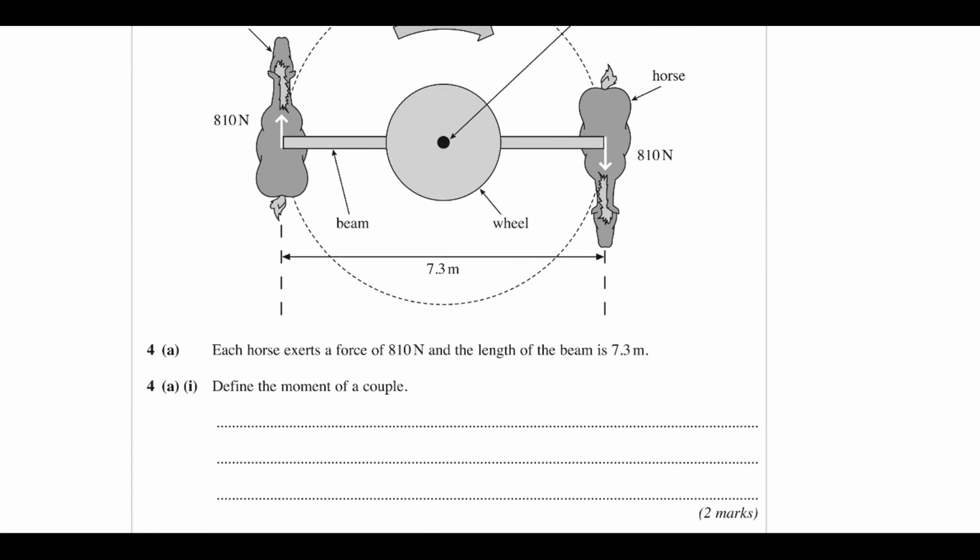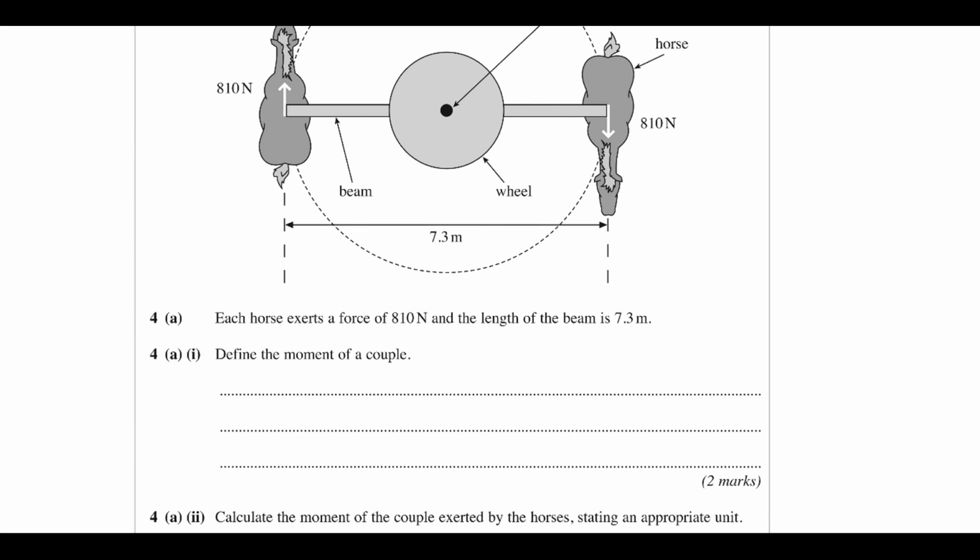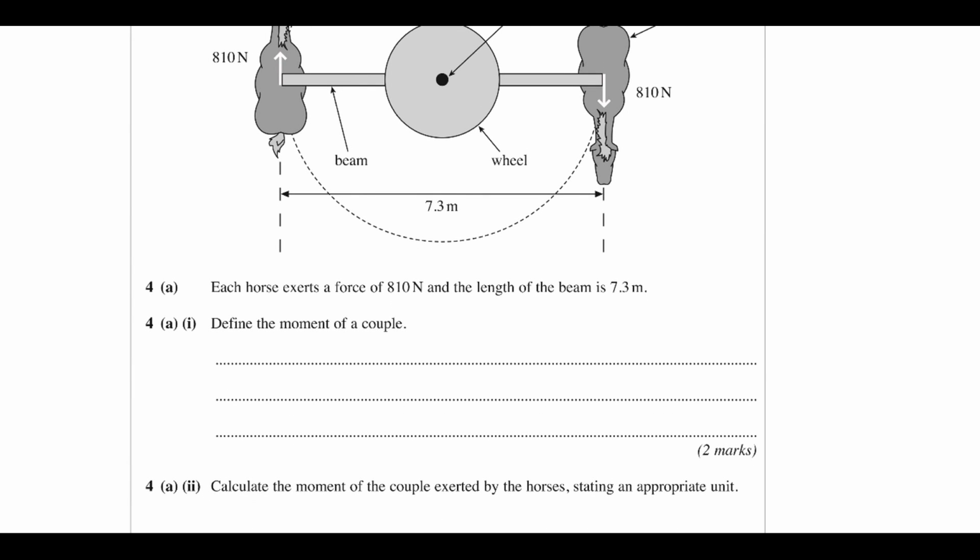So the moment of each of them, so one horse is going to have 810 times by 7.3 over 2, because that's the force times perpendicular distance. Because it's a couple, there are 2 of those. So we're going to do 810 times by 7.3 over 2 times 2. So it's just going to be 810 times 7.3, or force times the distance between the forces. So let's put that into text. Okay, so remembering the key features of our definitions of moments, that it's perpendicular distance between lines of action, and for a couple it's the distance between the 2 forces that make up the couple.